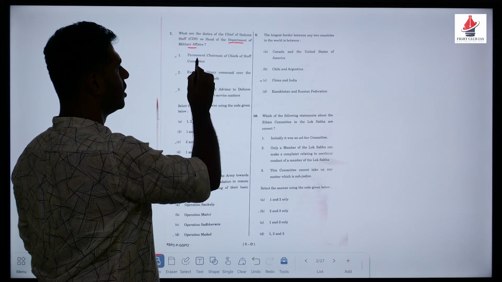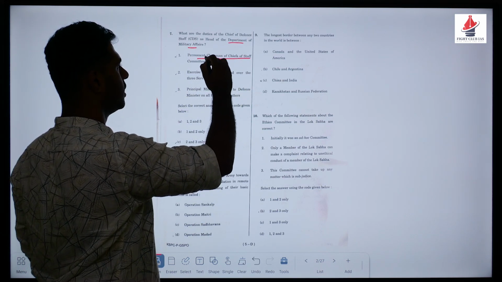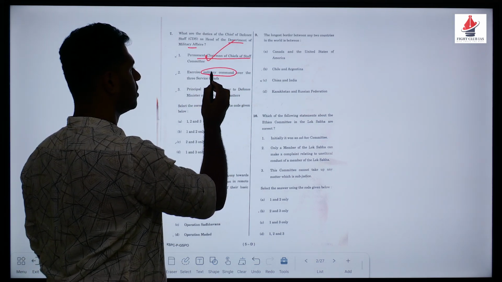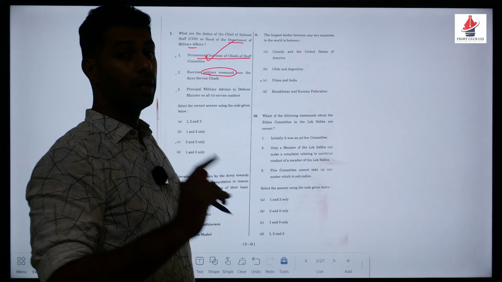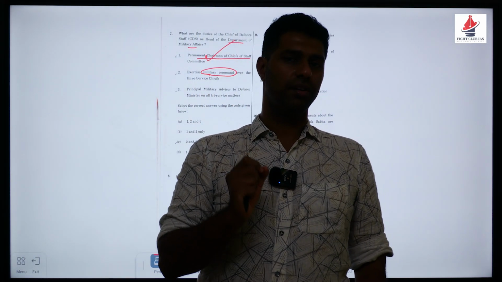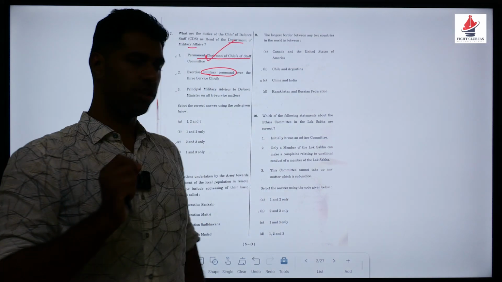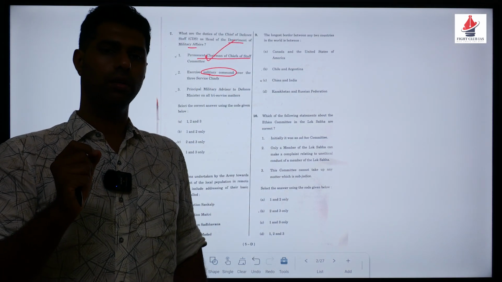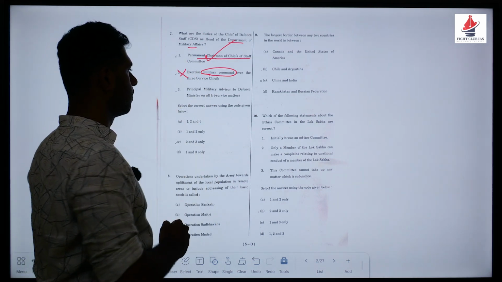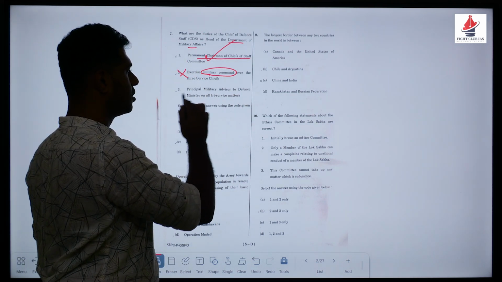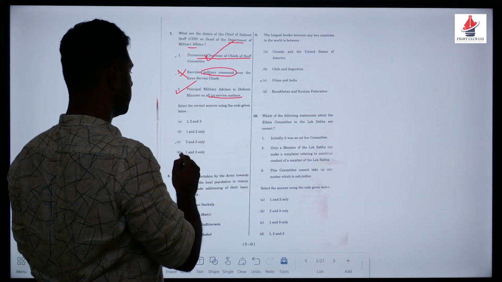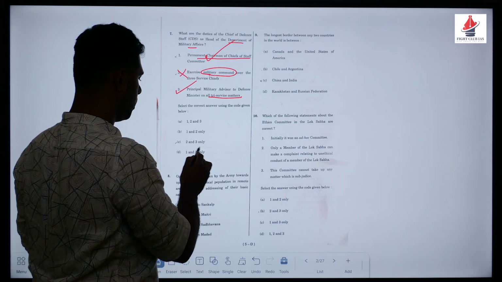What are the duties of the Chief of Defence Staff as the head of the Department of Military Affairs? He is the permanent chairman of the Chiefs of Staff Committee? Yes, this is correct. He exercises military command over the 3 service chiefs. He doesn't exercise military command. He exercises only administrative control. Military command is still under the 3 chiefs, right? It has not been given to the CDS. So be very, very clear. This is not there. This is wrong. Third one, principal military advisor to the defense minister on all tri service matters. Yes, right? So your answer is 1 and 3.